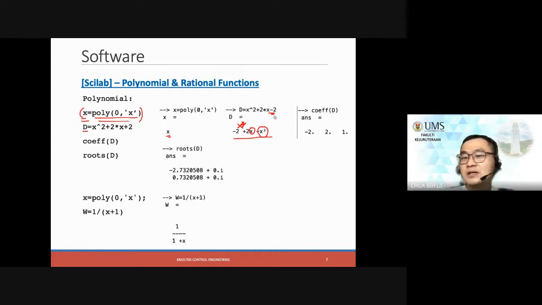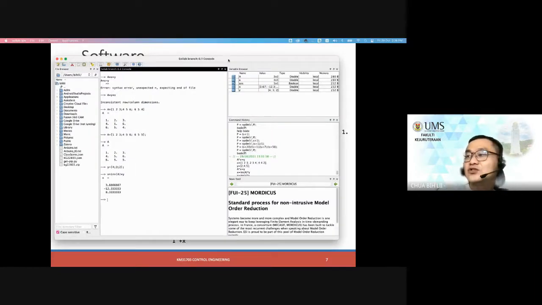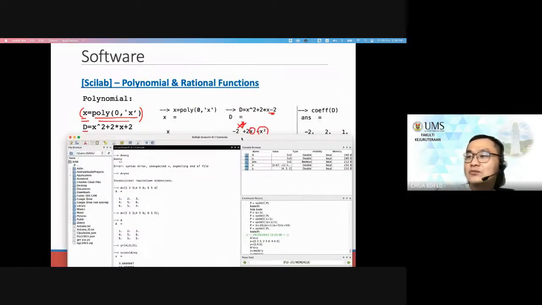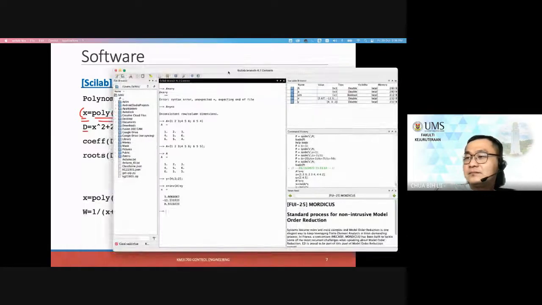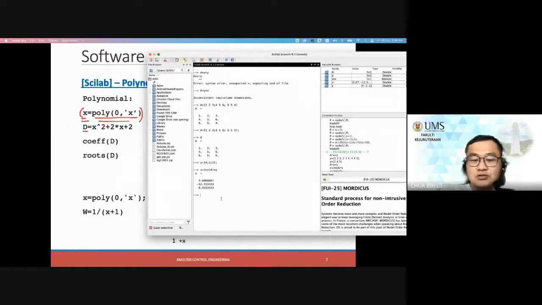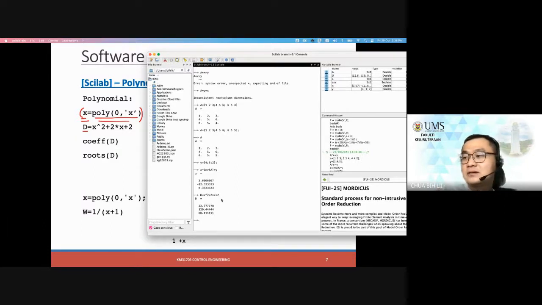So we can again try: if we do not define the polynomial, what would happen? We just continue to type d equals x to the power of 2 plus 2 times x plus 2. Coincidentally, we already have x over there. Then they will calculate.